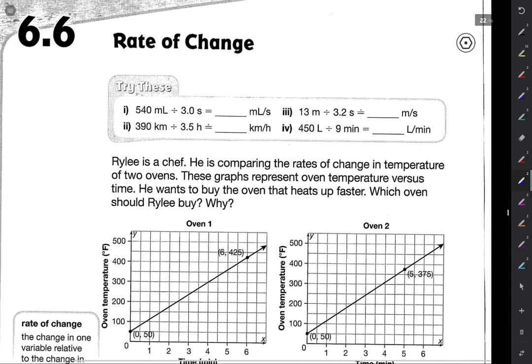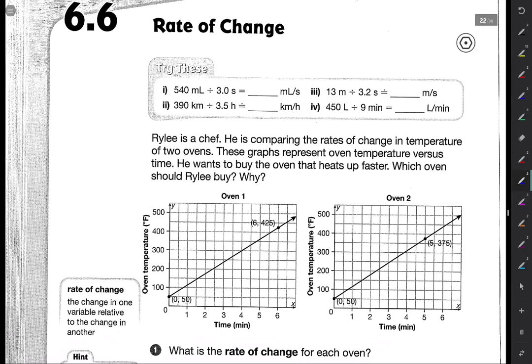Next, we're going to be looking at rate of change. So the rate of change is the change in one variable relative to the change in another variable, which is exactly what we were doing when we were finding slope.